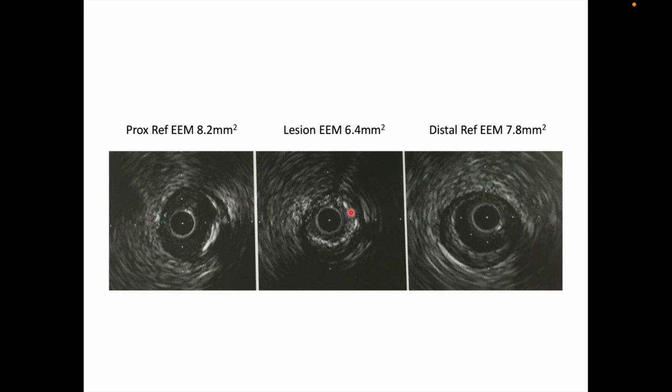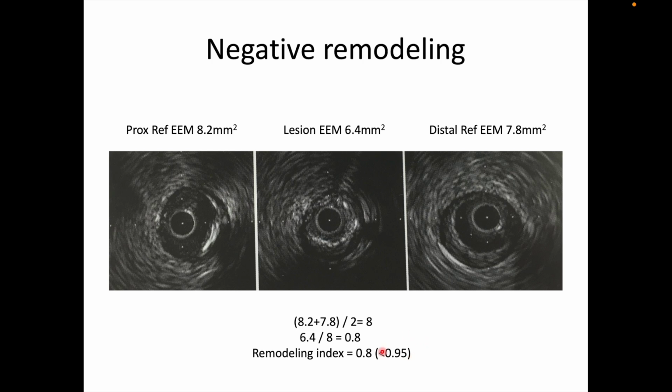So from eyeballing, you can see that at the site of the lesion it is smaller than the distal reference segment. This has to be negative remodeling. But if you calculate by formula, the average of these two reference segments is 8.2 plus 7.8 divided by 2, which equals 8. The remodeling index at the site of the lesion is 6.4 divided by this average of 8, which comes to 0.8. That is less than 0.95, so this is negative remodeling.